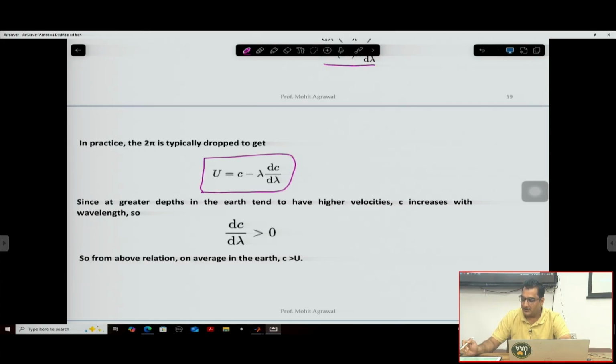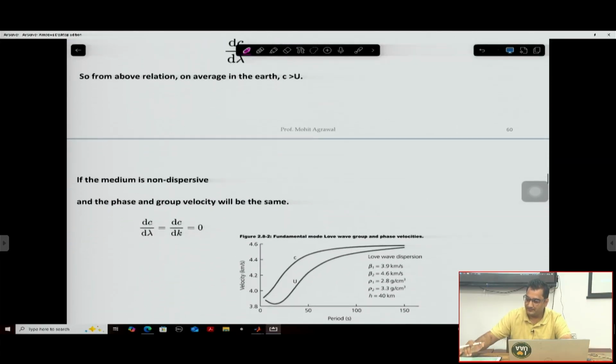And then, since the velocities are varying with depth, as you go deeper, you will reach higher velocities. So a higher wavelength will penetrate deeper, so dc by d lambda will always be greater than 0. This relation also proves that u is going to be less than c.